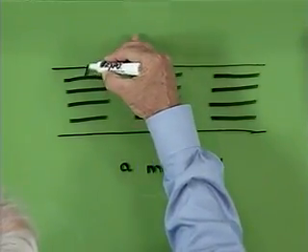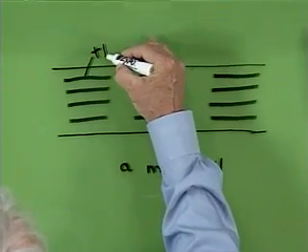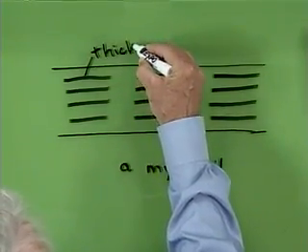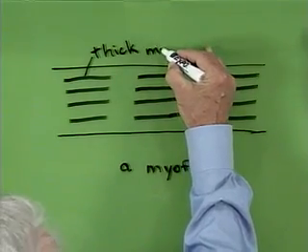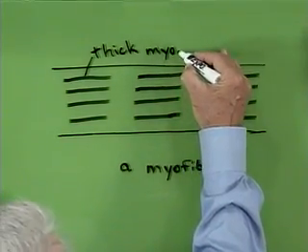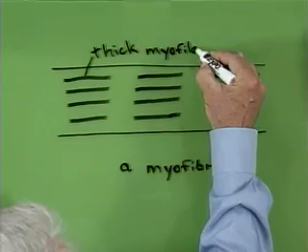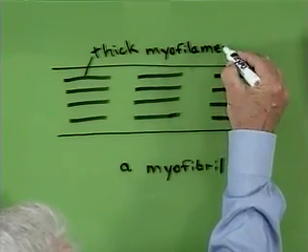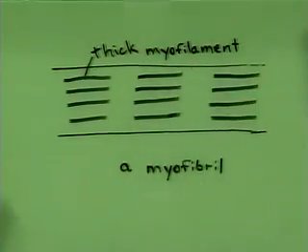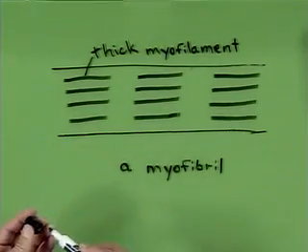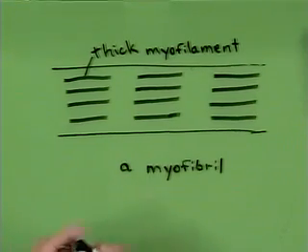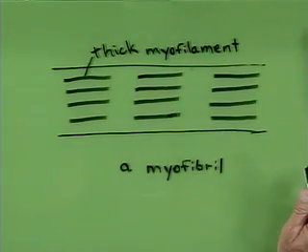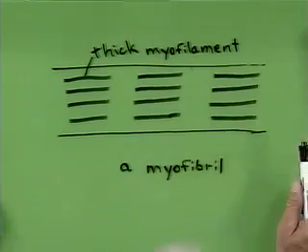I'm going to see if I can write this up here. Each one of those black lines is a thick myofilament. The protein that makes up a thick myofilament is primarily the protein that we call myosin. So you've probably heard of myosin. So myosin is the protein in the thick myofilaments.